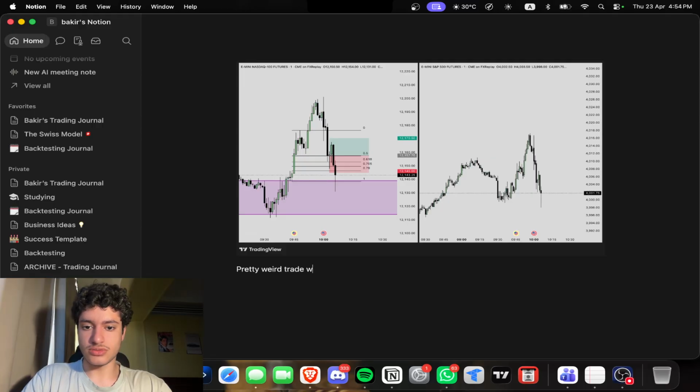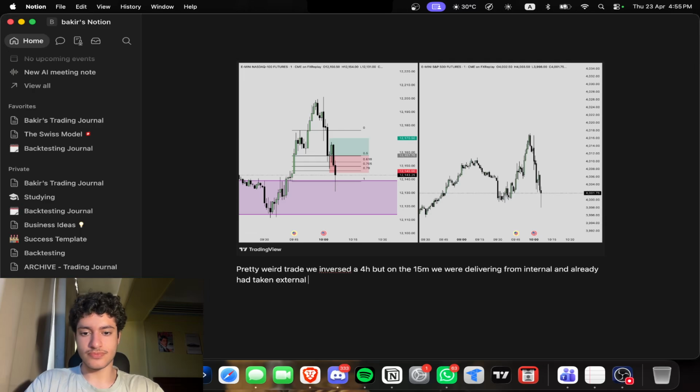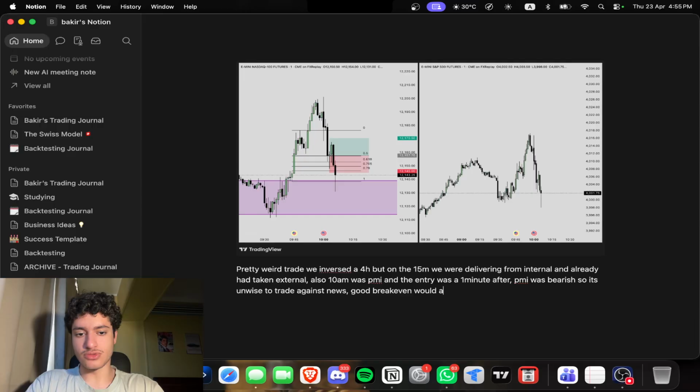Pretty weird trade. We were inversed the 4-hour. On the 15-minute, we were delivering from internal and had already taken external. Also 10 a.m. was PMI and the entry was a minute after. PMI was bearish, so it's unwise to trade against news. Good break even, would avoid completely in hindsight.